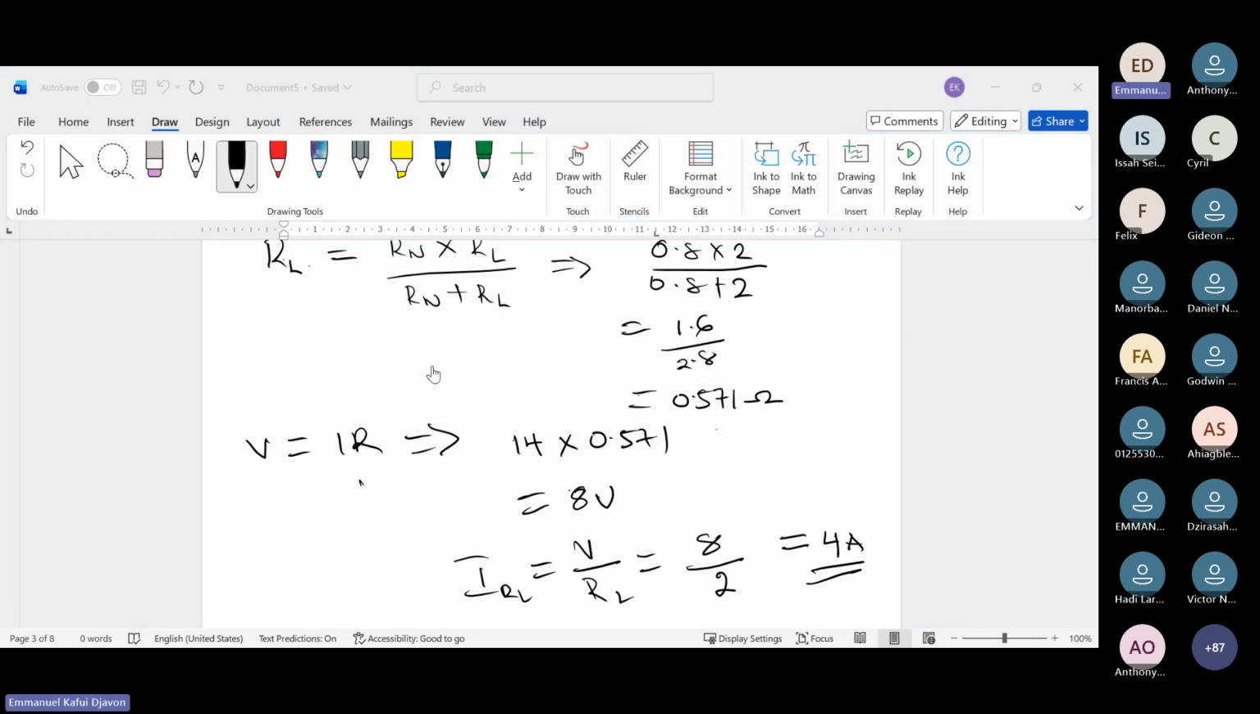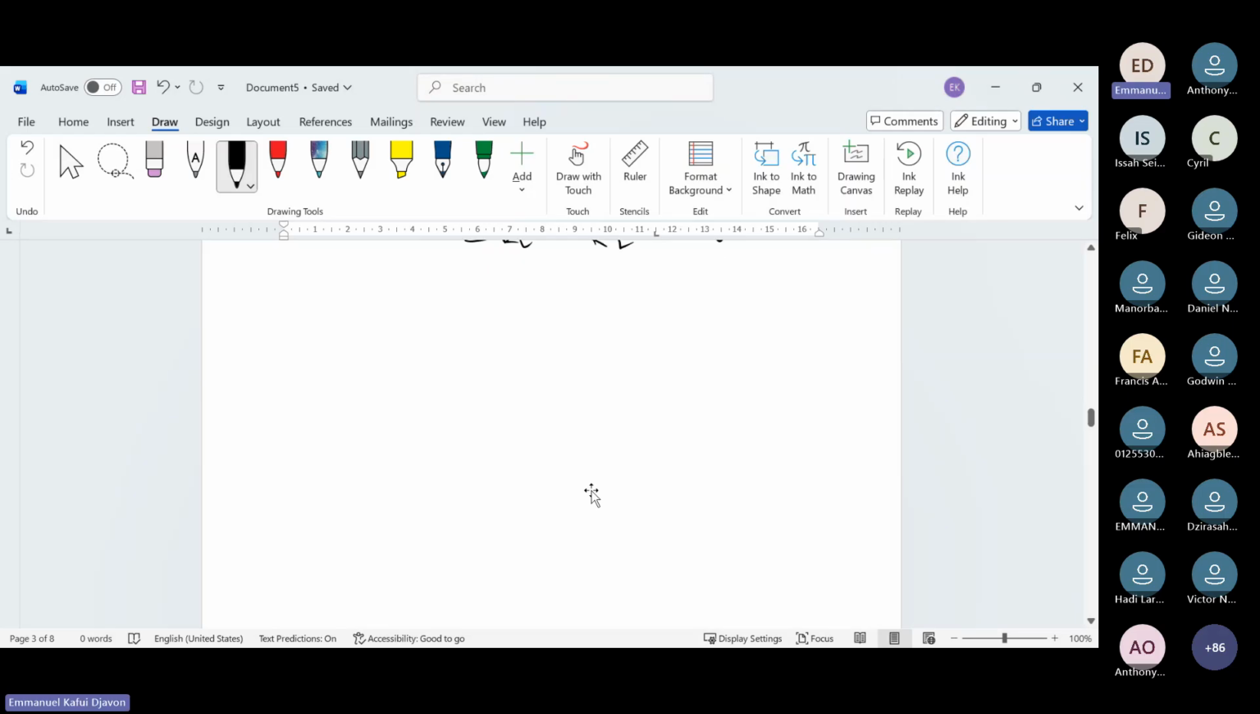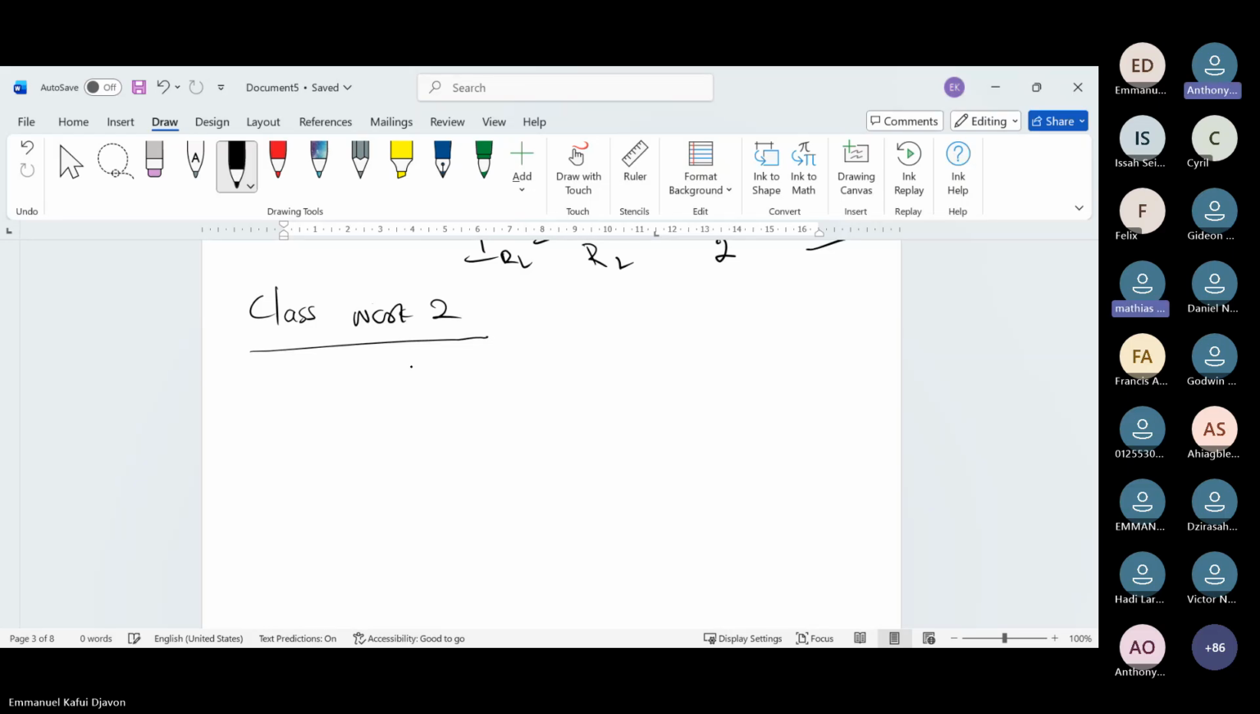Let's try this and see. I'm drawing another circuit for you. This one will be this thing. Now, please, is there any other formula for working this? This is the theorem.